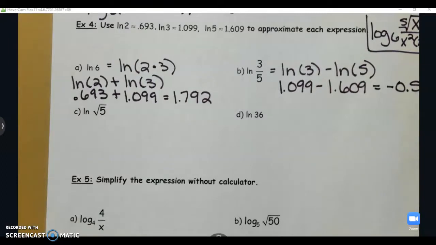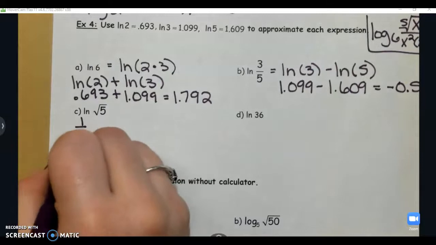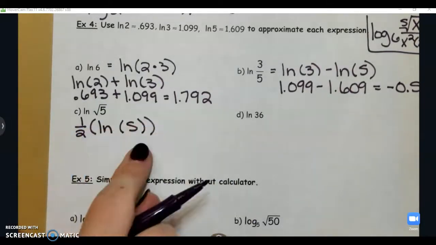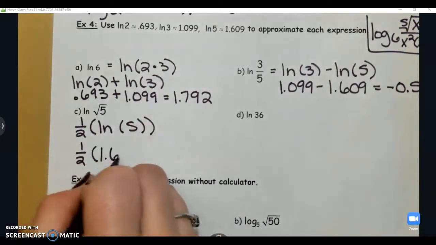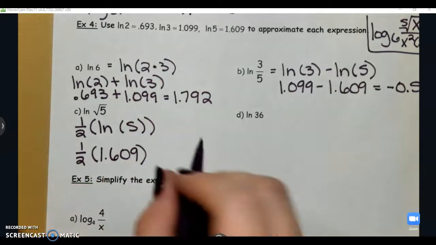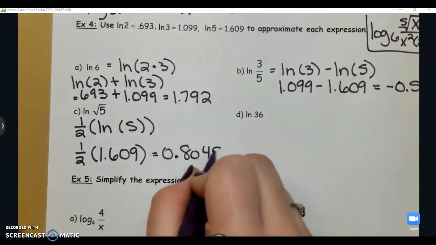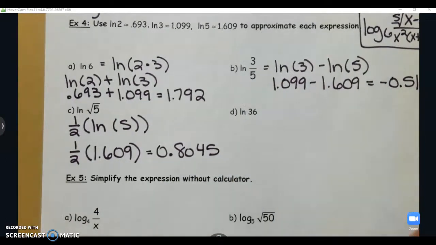Okay, on to part C. I'm looking at the natural log of the square root of 5. If I expand that, that's going to be 1/2 times the natural log of 5. And I know what the natural log of 5 is, so that's going to be 1/2 times 1.609. And if I type that in my calculator, I'm going to get 0.8045.